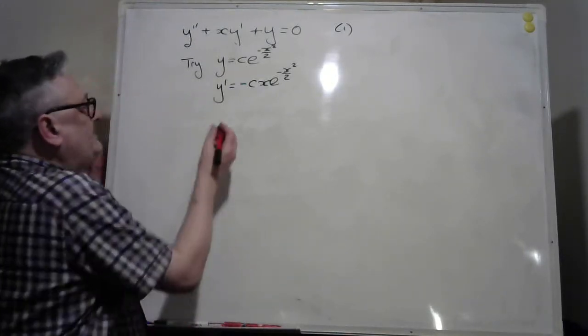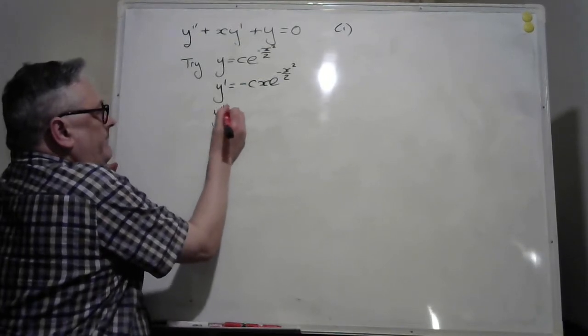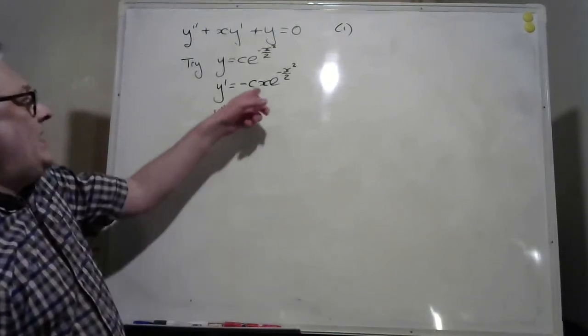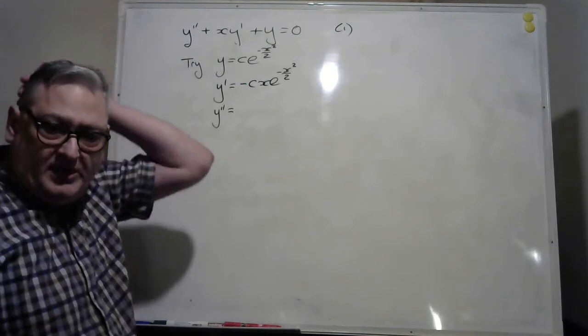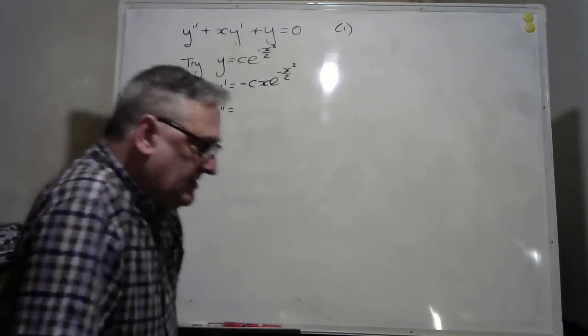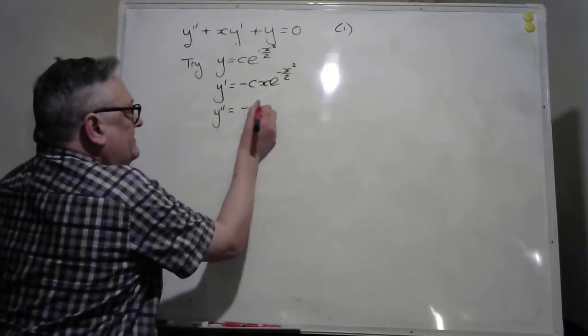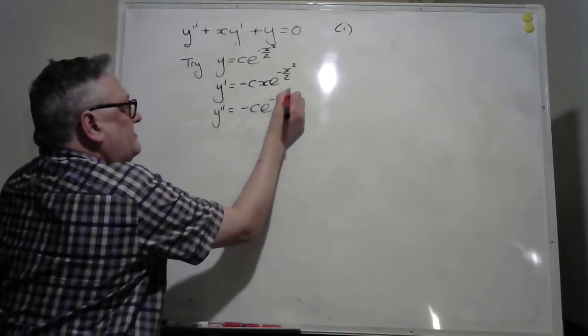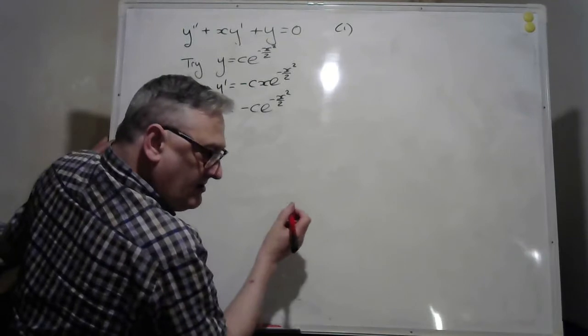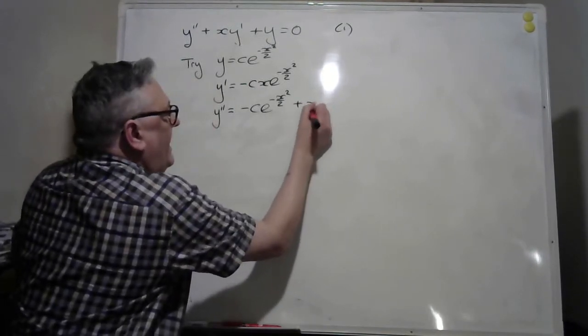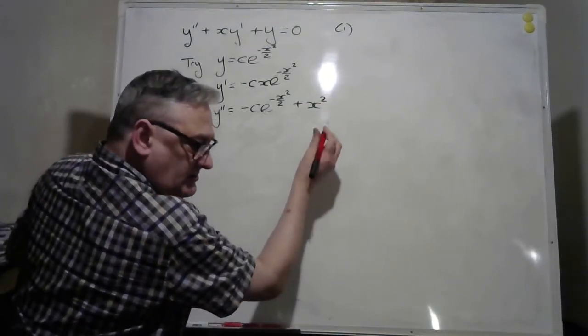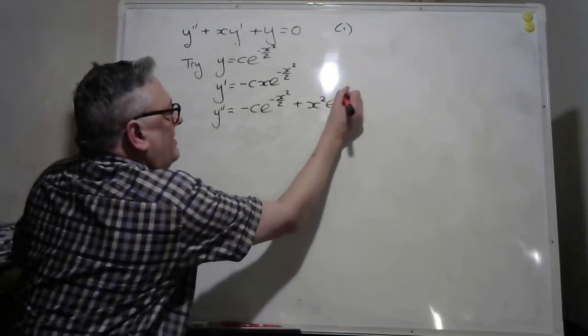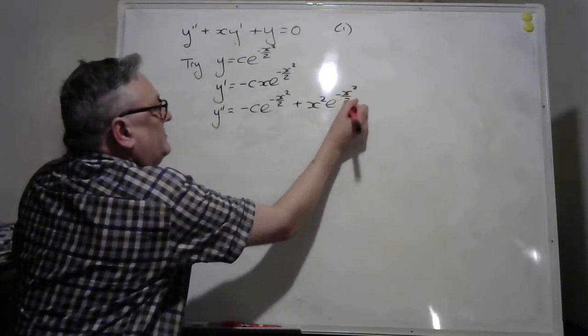Now we need to find y double prime. And it turns out if you differentiate this using the product rule, you get minus c e to the minus x squared over 2 plus x squared e to the minus x squared over 2.